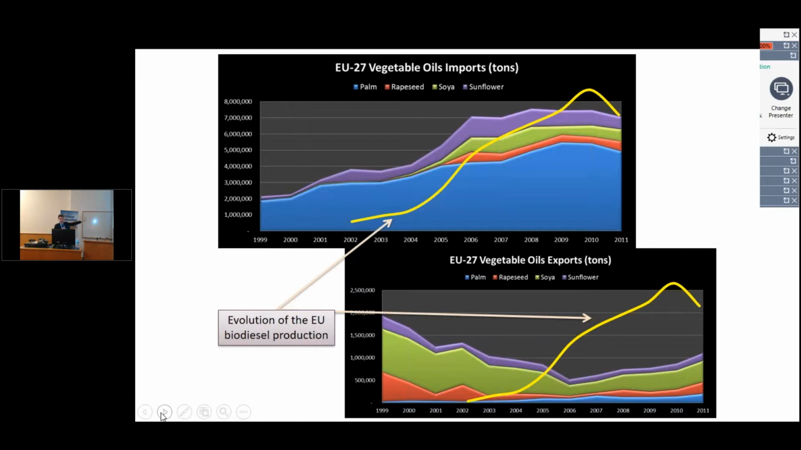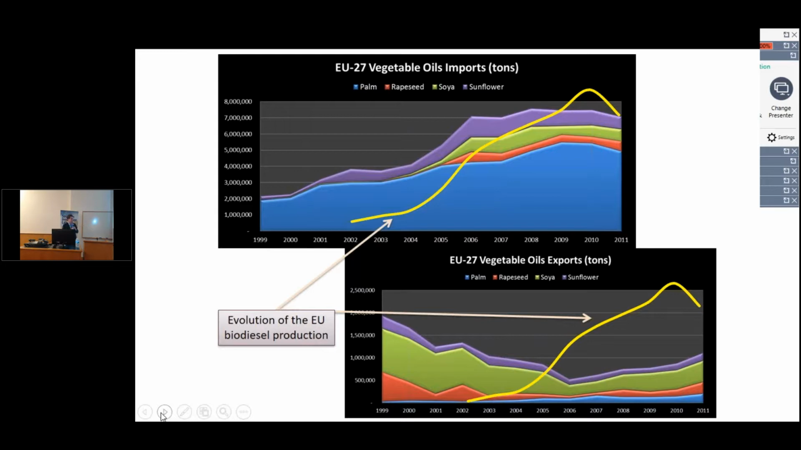And you see the evolution on the upper part of my graph of import of vegetable oil. And we have really this, starting in 2005, the fact that basically the biodiesel production in Europe was first based on rapeseed oil from European rapeseed. But it absorbed very quickly all the production in Europe.